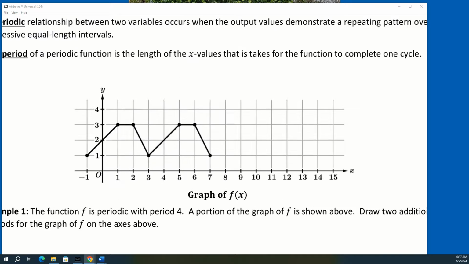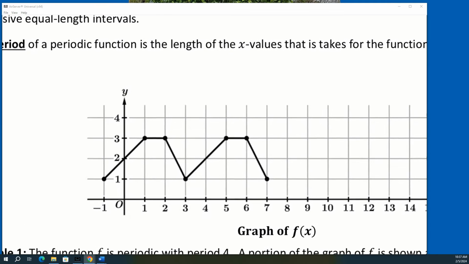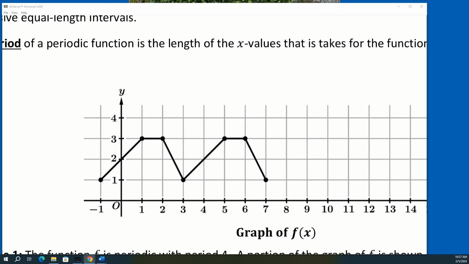So if we didn't look at the words on example 1, can you tell that this one has 2 periods that have been graphed? Can you see what the cycle is? Or the pattern? Yeah, the pattern is this. So that's 1 period of that function. And I know it tells you in the problem, but what is the length of the x values that it takes to complete that one cycle? 4. So this is going to have a period of 4.